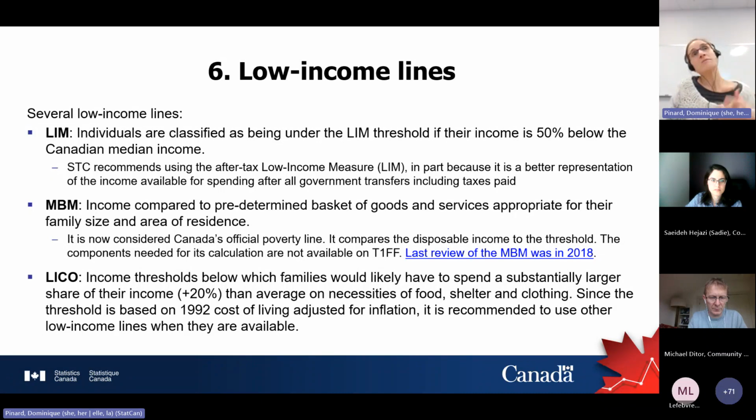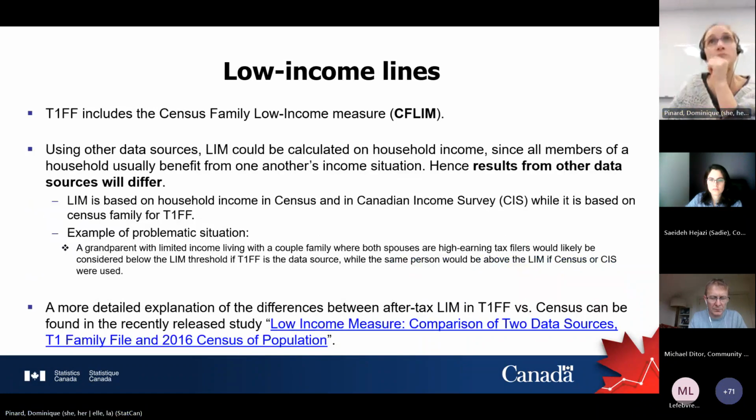Those are the three main low income measures that we have at StatScan. Another one is the Gini coefficient. For the 2021 StatScan TIF release, we talked about the Gini coefficient. These are the kind of things that can be derived again on a custom basis.